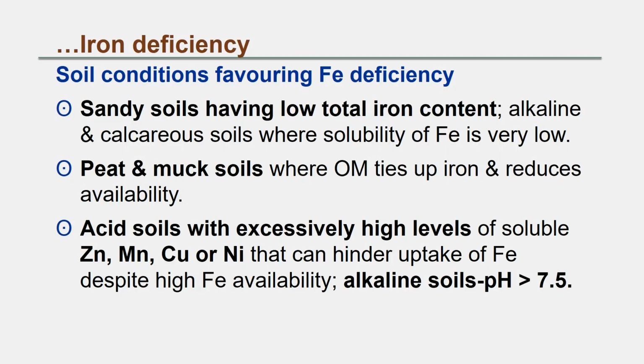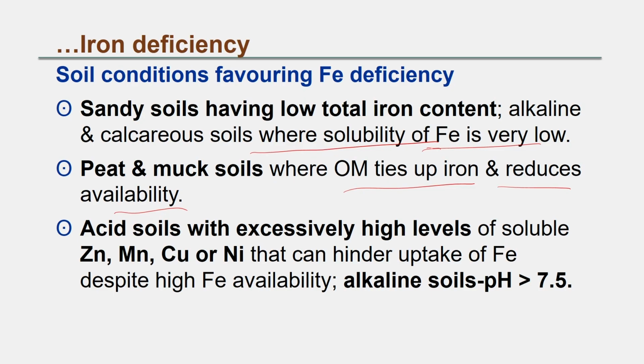What are the soil conditions that favor iron deficiency? Sandy soils having low total iron content, and alkaline and calcareous soils where solubility of iron is very low. Peat and muck soils are also deficient, where organic matter ties up iron and reduces availability. That means organic matter makes certain complexes with iron, therefore its availability is reduced.